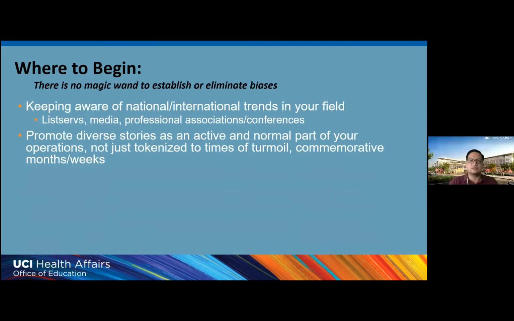Another piece of advice to mitigate our implicit biases, particularly as it relates to diversity, is that it's important for us to normalize and promote diverse stories as an active and normal part of what we do, not just tokenizing these narratives and these diverse people in our sphere to times of turmoil or commemorative months and weeks. So we should not just be celebrating Asian Americans in May when it's Asian Pacific American Heritage Month, or we should not just be celebrating our LGBTQ population when it's Pride Month, right? In doing that, it sort of pigeonholes these folks into a particular time and place.